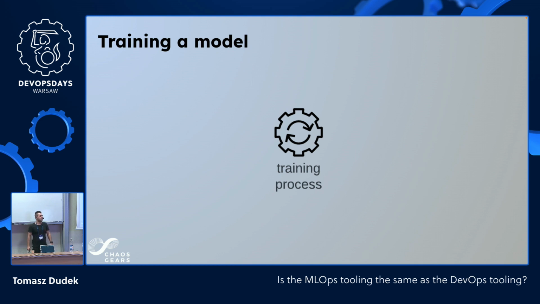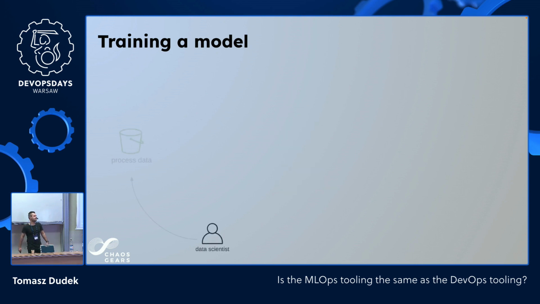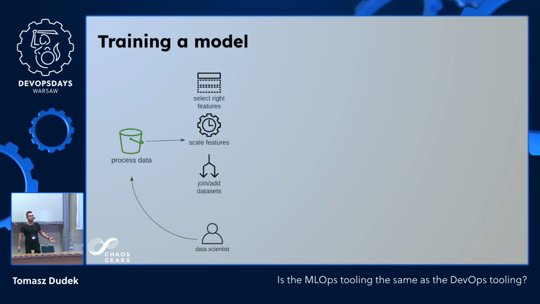How does a training process look like? Well, a data scientist or a group of data scientists has to pre-process data for the algorithm. It takes many forms. For example, for tabular data, it would mean selecting the right columns, scaling features, joining, adding more data sets, and so on. In terms of computer vision or videos, it's quite different, but in general, it's just processing the data for the algorithm.